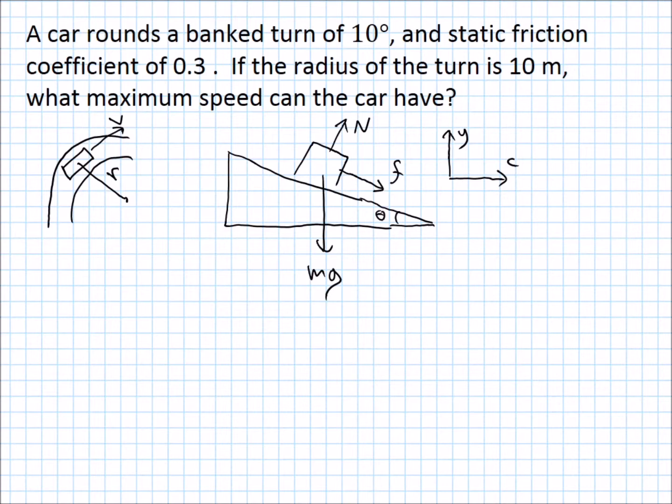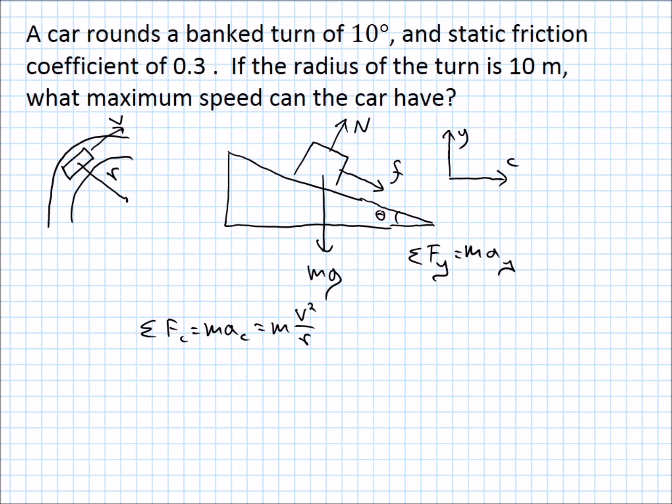And so we need to do our Newton's second law equations. The sum of the forces in the Y direction equals mass times acceleration in the Y direction. And the sum of the forces in the C direction equals mass times acceleration in the C direction. Now, when I see the acceleration in the C direction, I know I can write mv squared over r, as long as I set everything up right. a_c is pointing toward the center of a circle, so it is v squared over r.